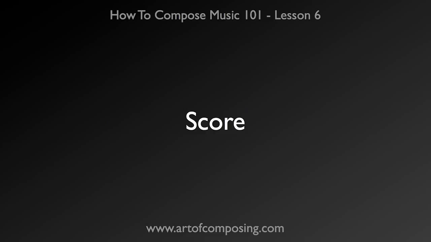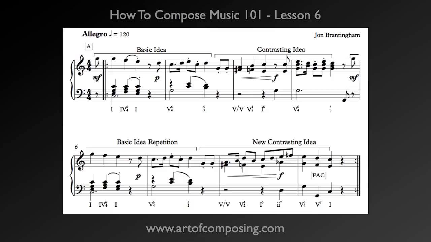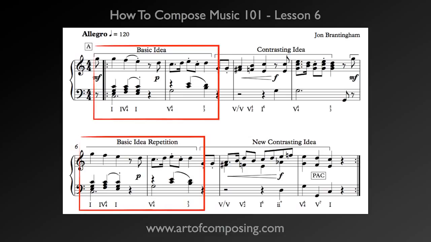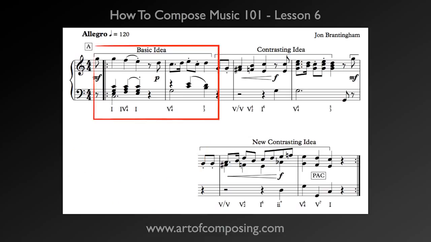Let's take a look at the score again. The score also comes with the printout, so make sure you have a copy in front of you. The exposition is a period that is 8 bars. If you remember, a period states the basic idea, then a contrasting idea, followed by the basic idea repeated, and then a cadence. Just based off of the way it's worded, we know with 2 basic ideas one has to be redundant. So let's take the second one out.